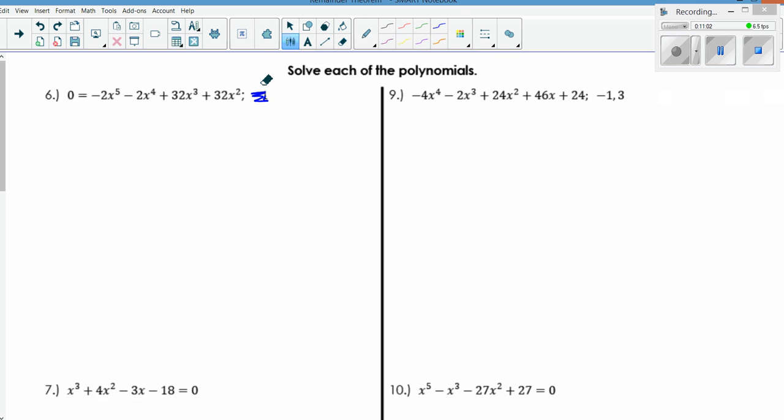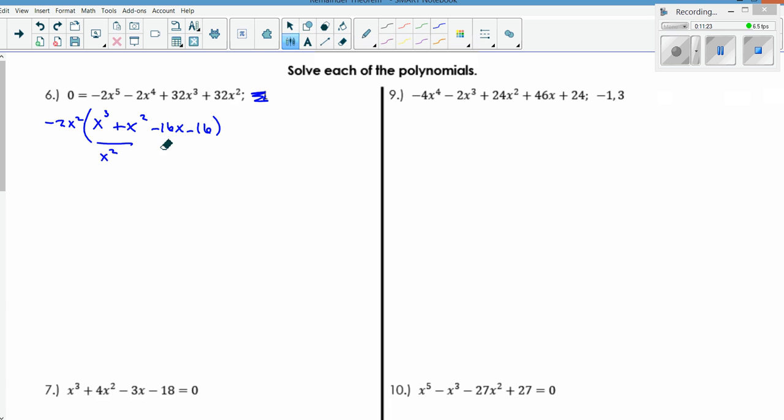Sorry, you don't have this. So if we're factoring this, then there's 4 terms. I can see that I can factor out a -2x squared. That leaves me with x to the 3rd plus x squared minus 16x minus 16.